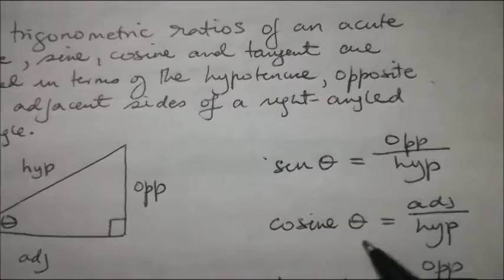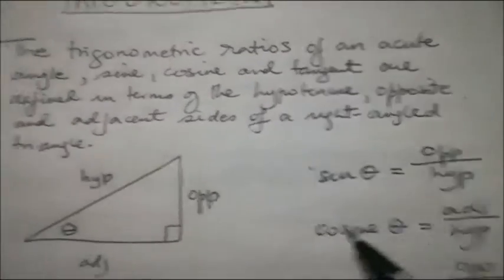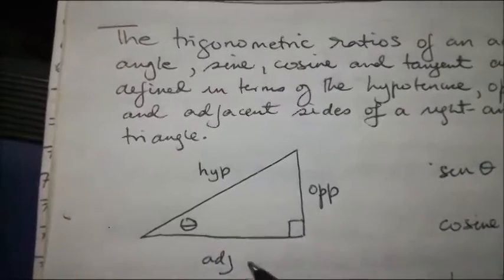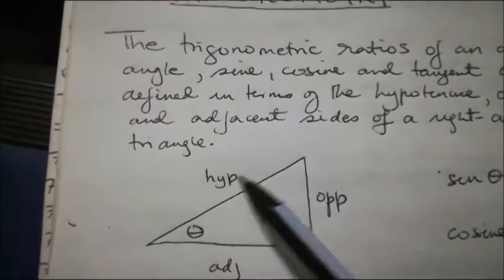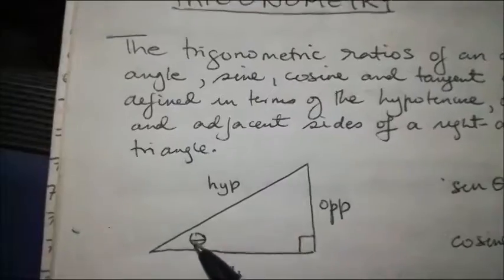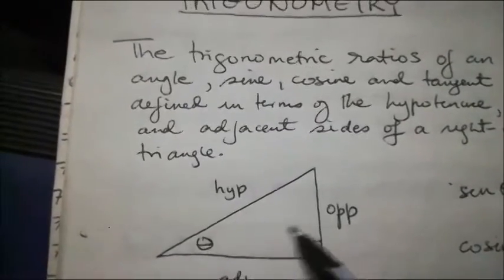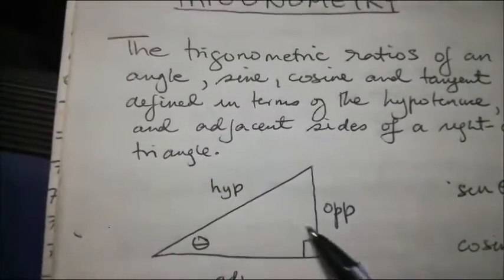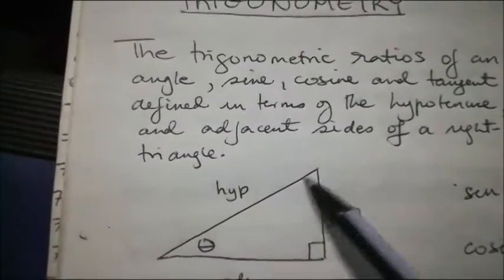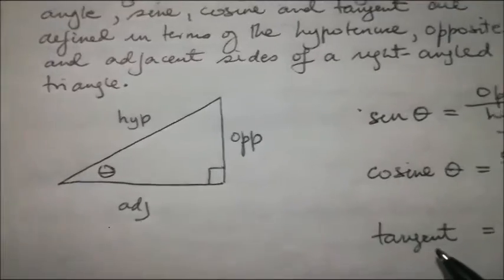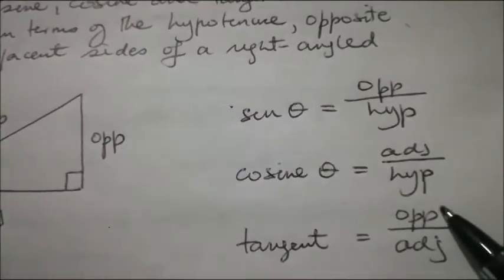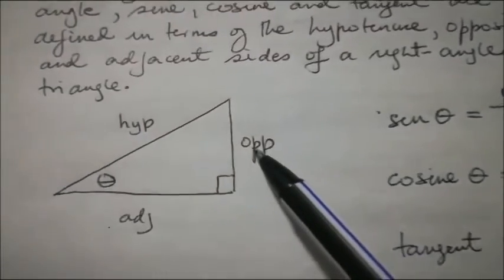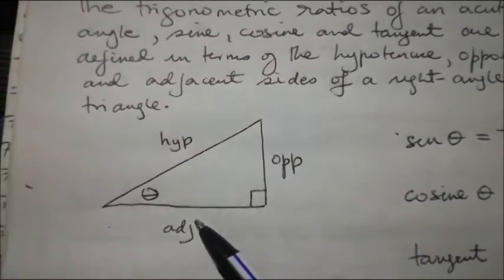Alright, so cosine theta is going to be equal to adjacent over the hypotenuse, while sine theta is going to be equal to opposite over hypotenuse. The only one that does not involve the hypotenuse is the tangent, and that is equal to the opposite over adjacent. So we put the opposite over the adjacent for the tangent.